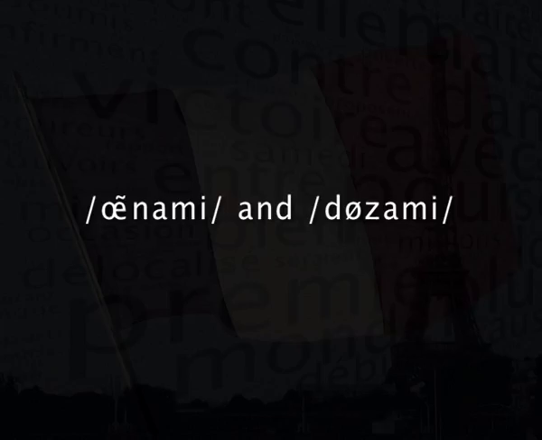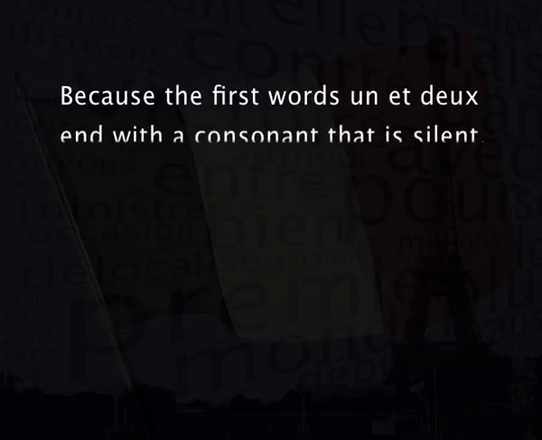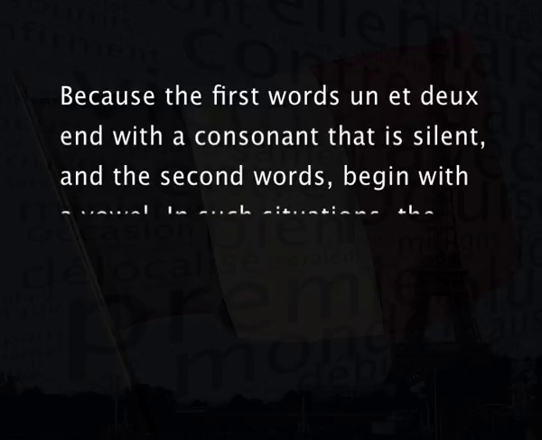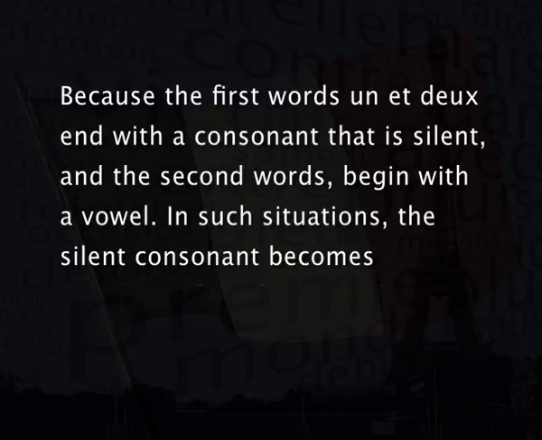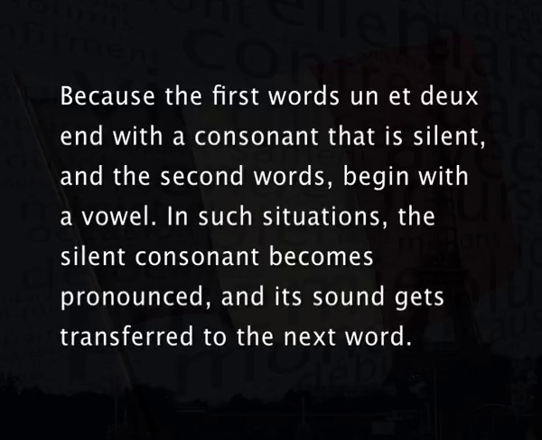Let me summarize the concept of liaison again. The two sets of words would be read as un ami and deux amis because the first words un and deux end with a consonant that is silent and the second words begin with a vowel. In such situations, the silent consonant becomes pronounced and its sound gets transferred to the next word.